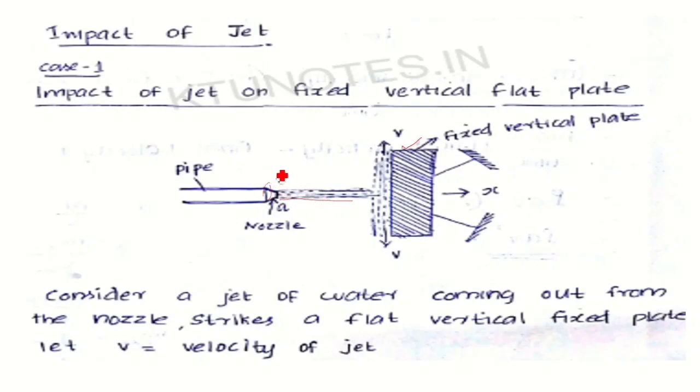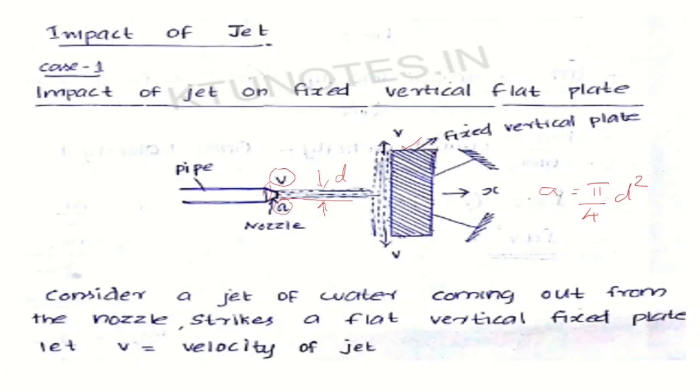So the velocity of the fluid is V, and A is the area of the stream. That means if small d is the diameter of the stream, then area A is equal to pi by 4 d square. So area A is equal to pi by 4 d square.